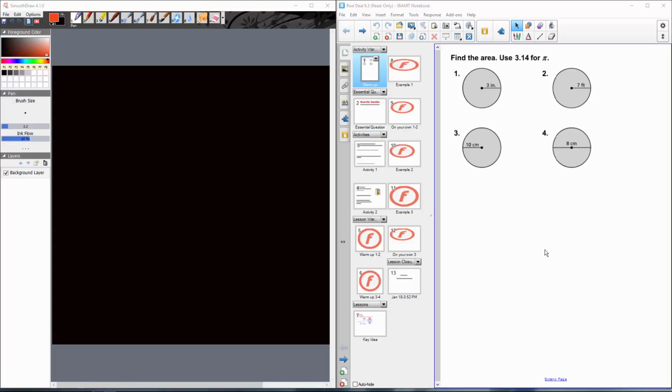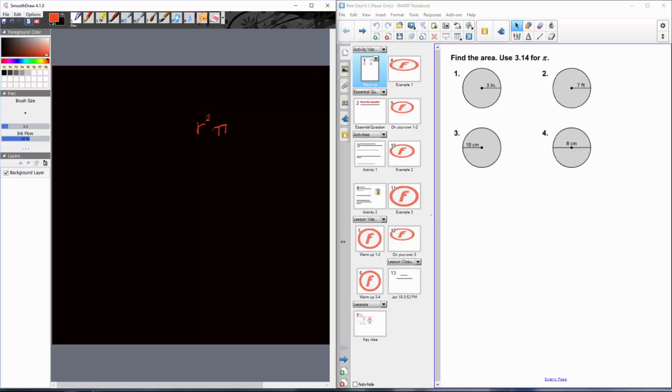All right, so this video will focus on 9.3. As we go through it, first, as a warm-up, we're going to try to find the area of these various circles. We already learned that the area of a circle is radius squared times pi. And if I look here, I have 3 and it says use 3.14.